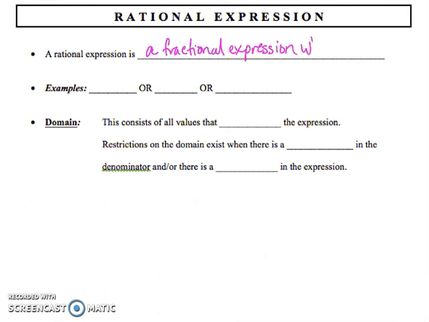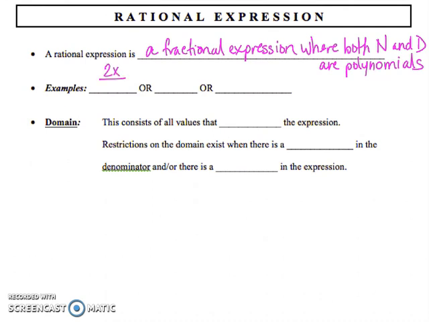where both the numerator, I'm going to abbreviate that n, and denominator are polynomials. So essentially, rational expressions are fractions, but we can have a polynomial in our numerator and a polynomial in our denominator. So here are some examples of some rational expressions.